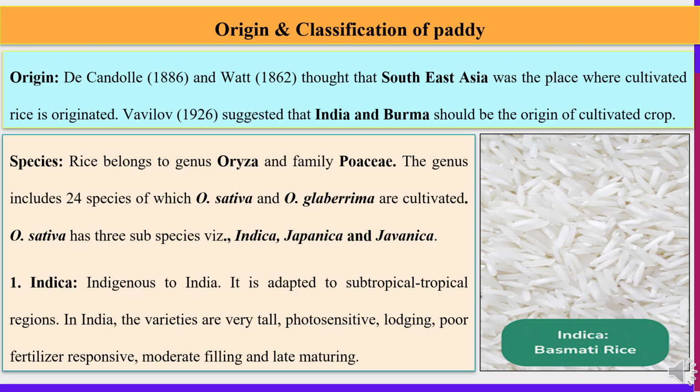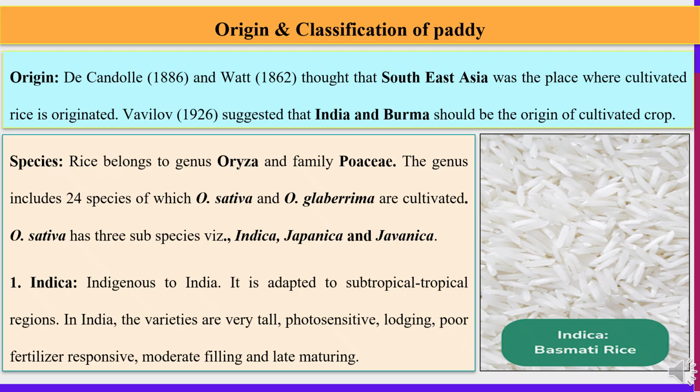Now we discuss the origin and classification of paddy. Origin: de Candolle, 1886, and Watt, 1862, thought that Southeast Asia was the place where cultivated rice originated. Vavilov, 1926, suggested that India and Burma should be the origin of cultivated rice. Species: rice belongs to genus Oryza and family Poaceae. The genus includes 24 species of which O. sativa and O. glaberrima are cultivated.